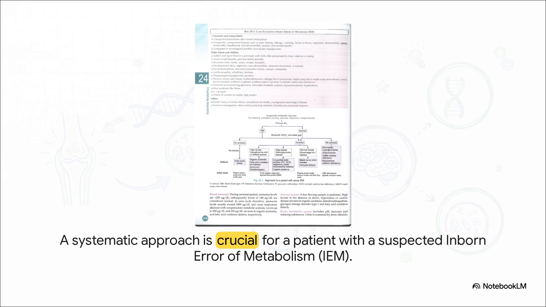So let's follow the path. Is the ammonia level high? If yes, then look at the anion gap. If that anion gap is normal, you should be thinking this is probably a urea cycle defect. But if that anion gap is high, it's much more likely to be an organic acidemia. See? This systematic approach will get you into the right ballpark almost every single time.